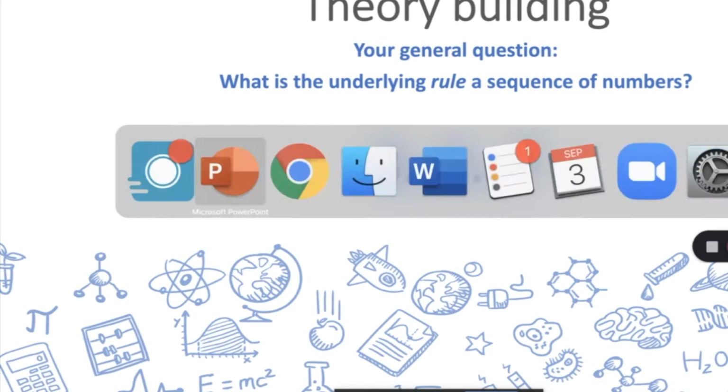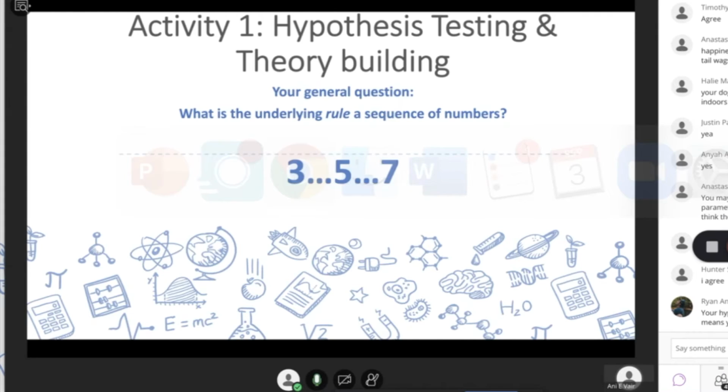The purpose of this activity, I did this as an undergraduate and found it really interesting to do. I want you to get a sense of what it's like to test a hypothesis and revise that hypothesis in light of new evidence. So this should get your critical thinking skills going. And your goal is to understand the underlying rule of a sequence of numbers.